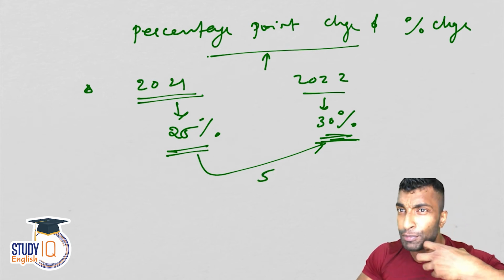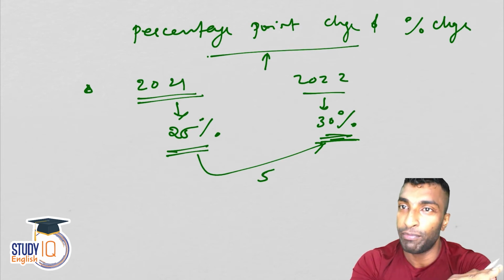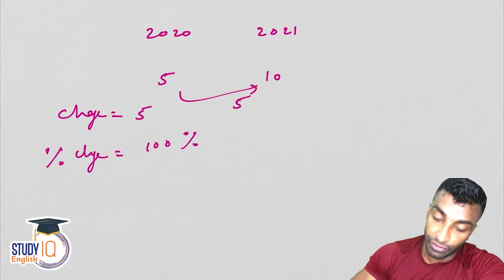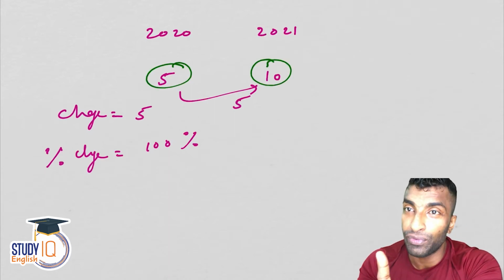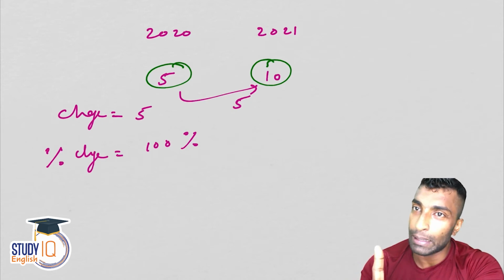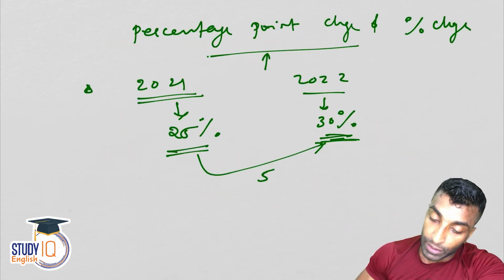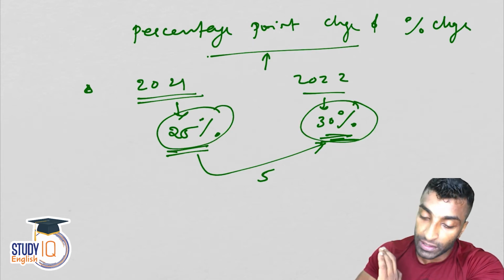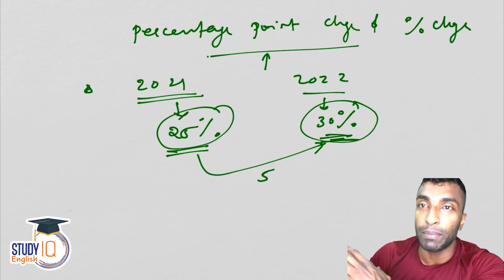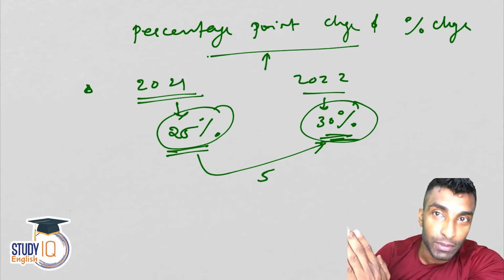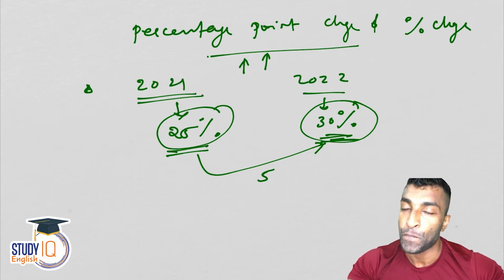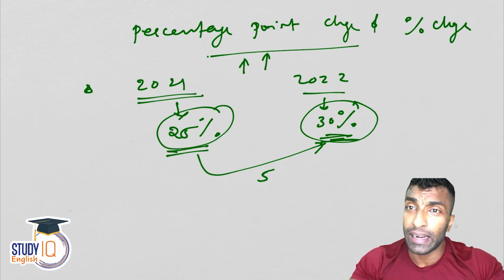It is 5. So percentage point change is between two percentages, 25%, 30%, what is the difference? Just like before, 5 to 10, these are absolute values. So between them, you are taking the difference, the absolute change. So percentage point change means between two percentages, what is the change? 15%, 20%, so 5%. 25%, 30%, so 5%. 10%, 20%, so 10% change. 10%, 30%, so 20% change. So that is the percentage point change. What will I get? I'll get 5.